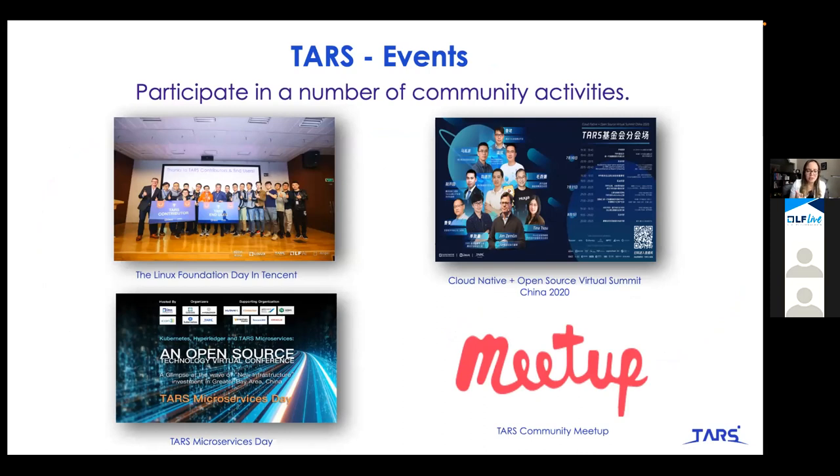And the one in the upper right is the Cloud Native Plus Open Source Summit in China in 2020. This was a large scale online event, and more than 60,000 people attended this conference. During this event, we had representatives of our members, including ARM, Ampere, API 7, and they talked about their use cases. And we also had our maintainers sharing about their projects and their experience.